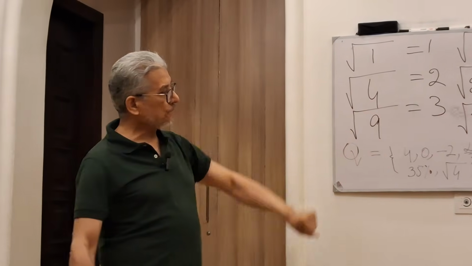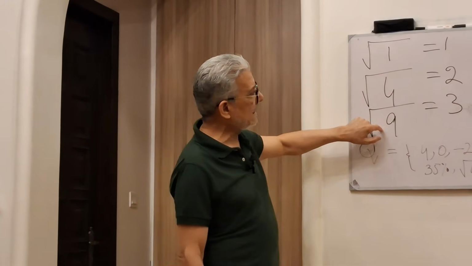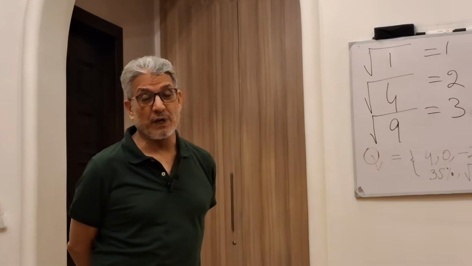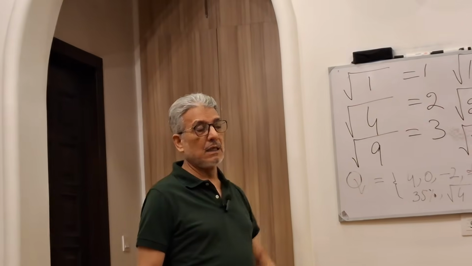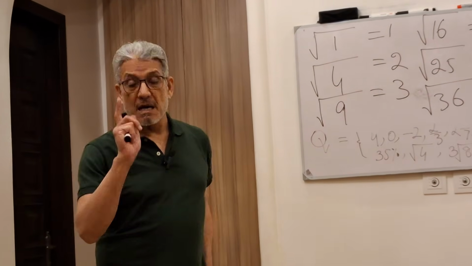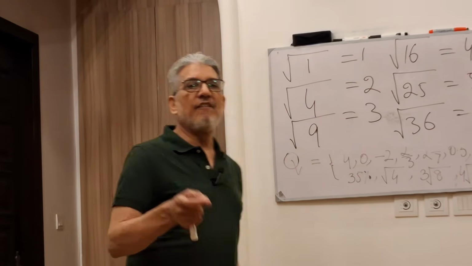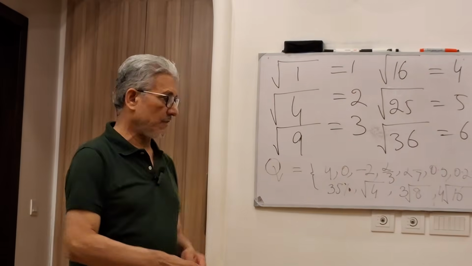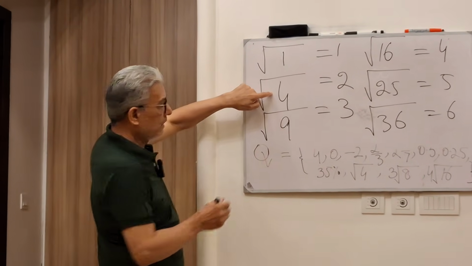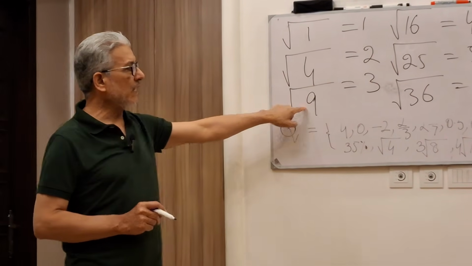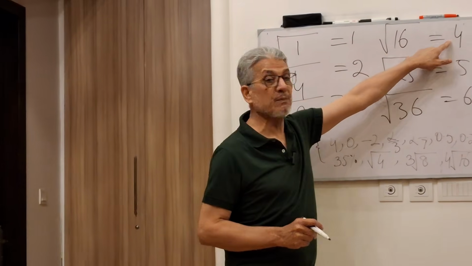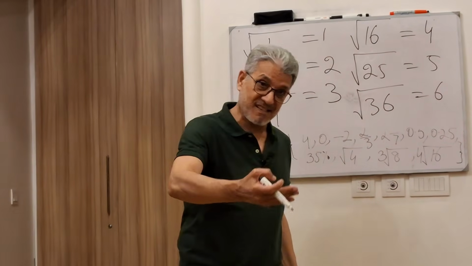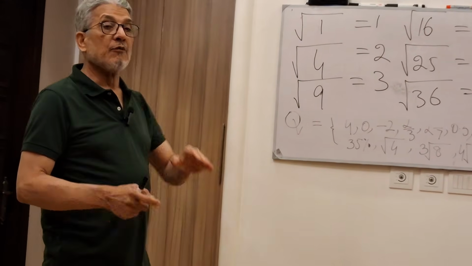Now, can you see this? That 1, 4, 9, 16, 25, and 36. What are they? They are perfect squares. What is a perfect square? A perfect square is a number which you get when a number is multiplied by itself. Like, you get 4 when 2 is multiplied by 2. You get 9 when 3 is multiplied by 3. You get 16 when 4 is multiplied by 4. You get 25 when 5 is multiplied by 5. You get 36 when 6 is multiplied by 6. So when a number is multiplied by itself, what you get is a perfect square.